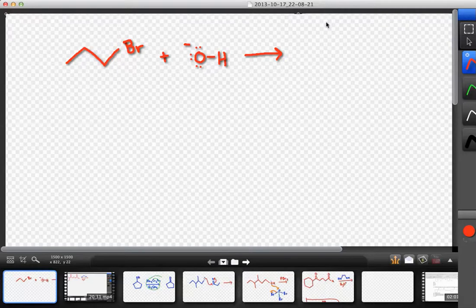In order to answer this question logically and consistently and accurately, we need to identify two major reacting species in the reaction system. One is called the electrophile, which literally means electron loving. And the other species is the nucleophile, literally meaning nucleus loving.